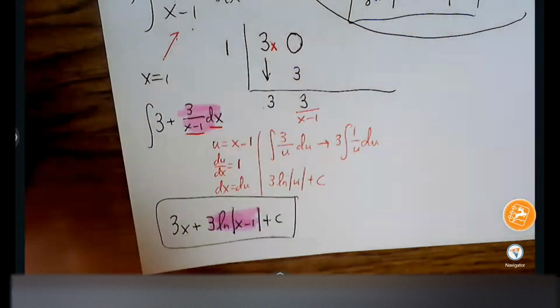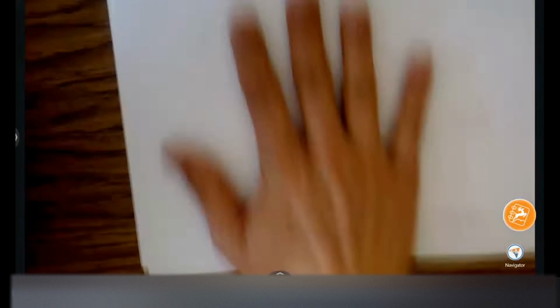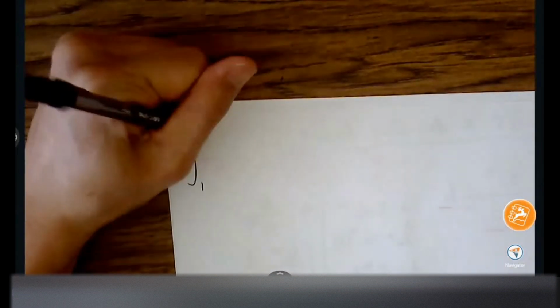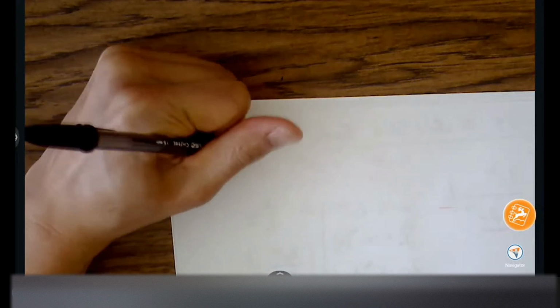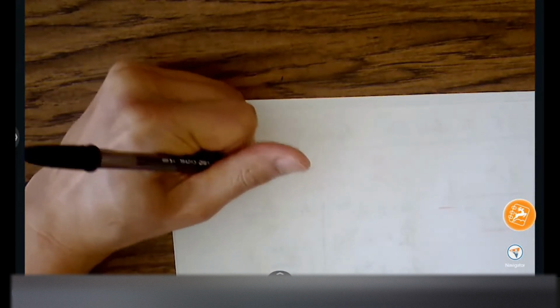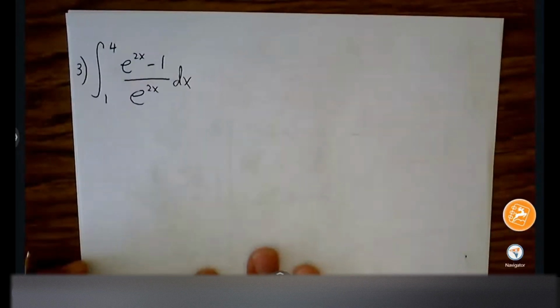All right, this is number 3 here. So what do you notice? Bounds. Bounds, which means that we got to deal with it, but not until the end, right? We don't touch it till the end. So I'm going to rewrite the problem without the bounds so I can focus my attention on my task at hand.